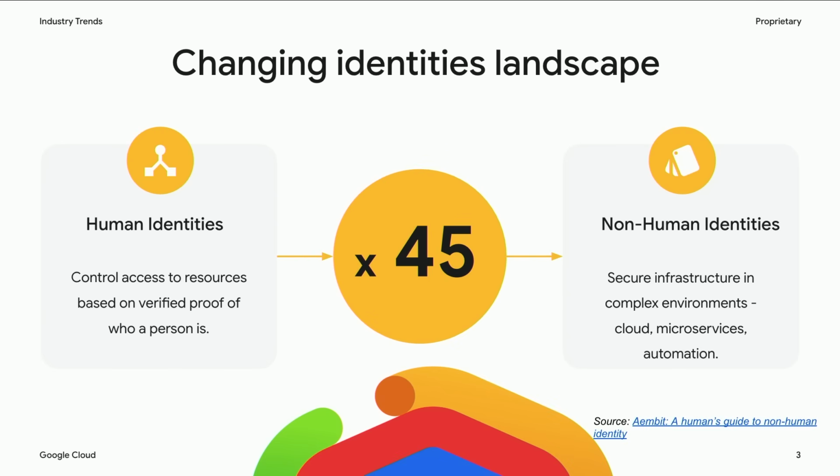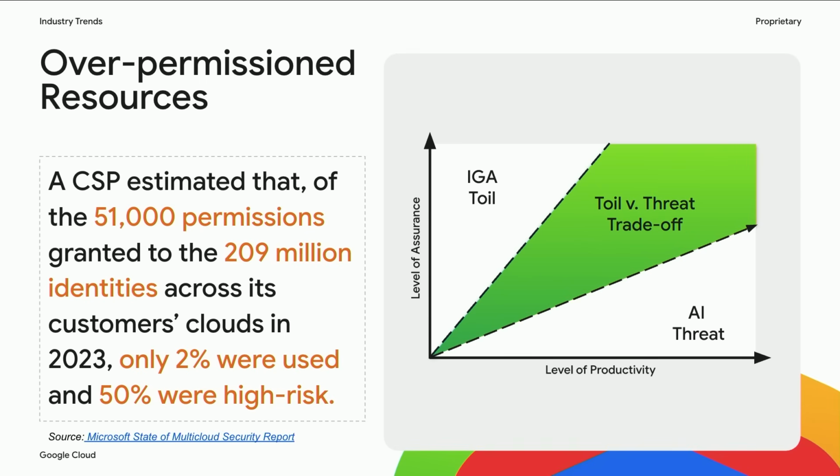actually managed. To make it worse, one study says that only 2% of the permissions granted to identities is actually used, and 50% of the identities were actually at high risk. So this over-permissioning of resources is actually a big problem and really exposes your assets to major risk of attacks.